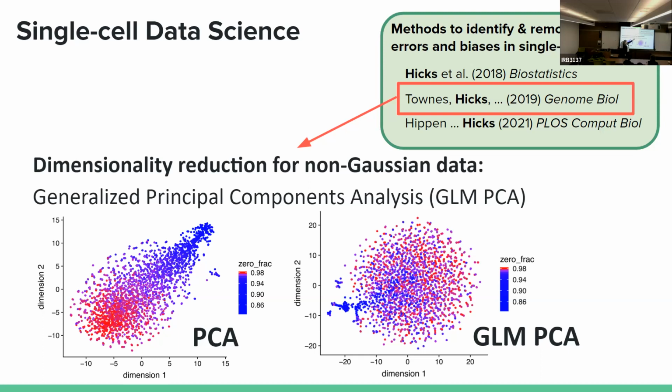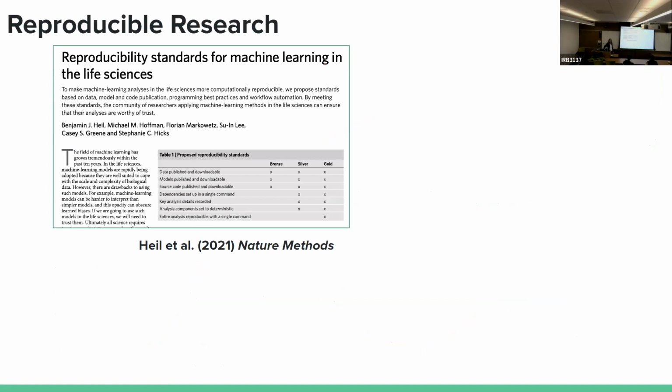If you want to know more about it, there's a Genome Biology paper that was led by Will Townes. The idea is to not see this like a weird artifact of the first PC or the second PC finding the fraction of zeros. And this package is available on CRAN and in Bioconductor.